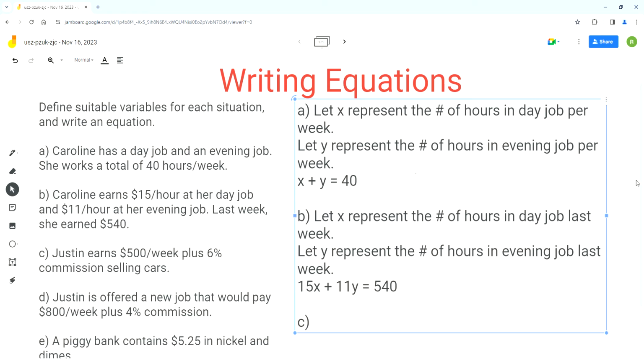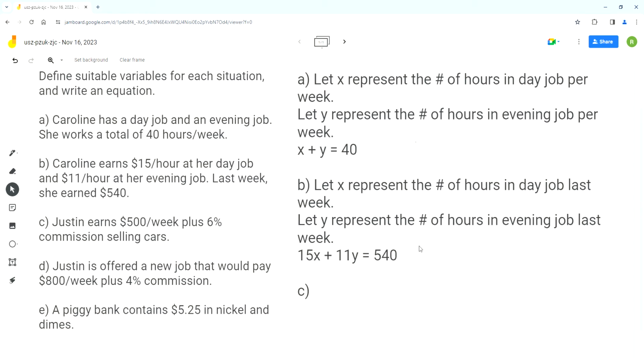Now we can analyze part C. As per part C, Justin earns $500 per week plus 6% commission selling cars. Now here we are given that Justin earns in two ways. So one is the $500 that he gets every week and then he gets 6% commission selling cars. Now the 6% is based on the sales he does in that week. So here we'll have to use let statements for variables that represent sales he does in a week and the total amount of money he earns.